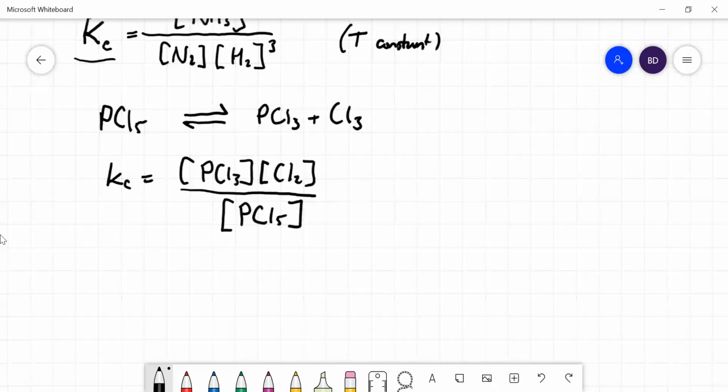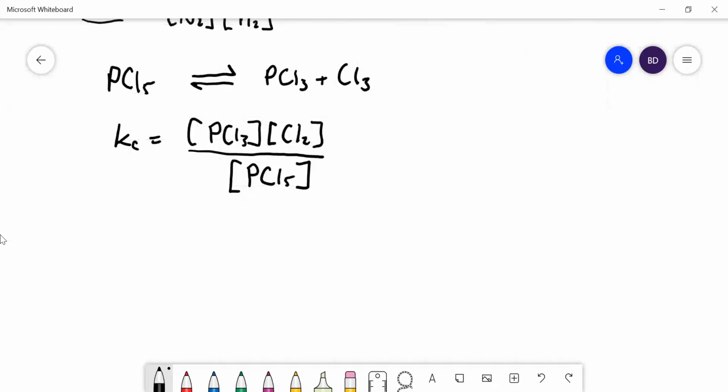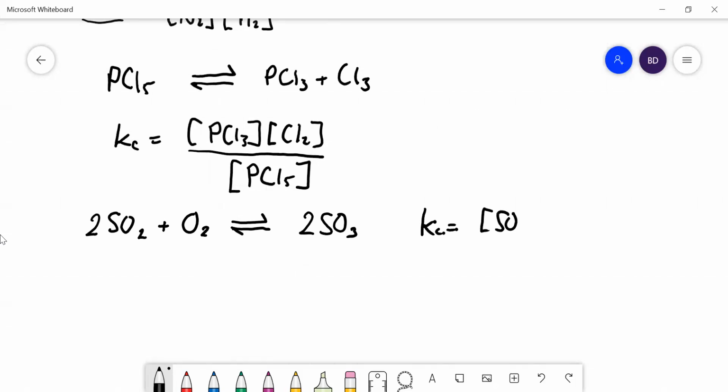Just do one more. Let's have SO2. So let's have 2SO2 reacts with oxygen to give you 2SO3. Well, Kc for that reaction would be equal to the concentration of SO3 squared over the concentration of SO2 squared multiplied by the concentration of O2.